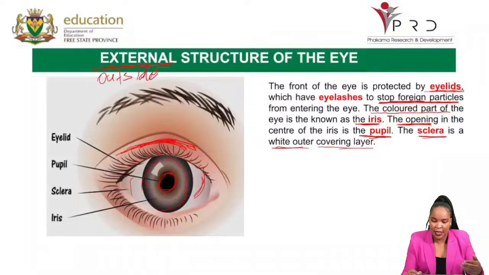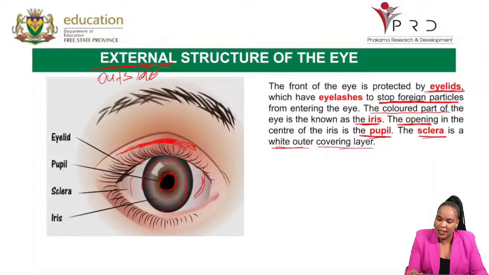External means outside. Then you see the eyelids. Remember we say they protect the eye. On the eyelids you see the eyelashes. These ones protect foreign particles from entering the eye.